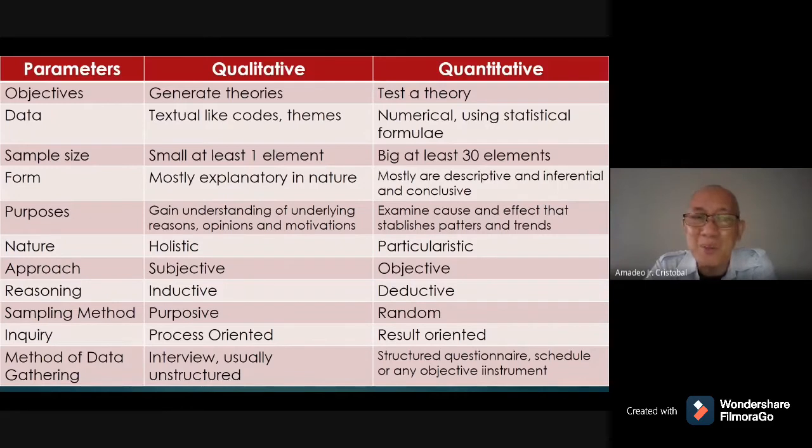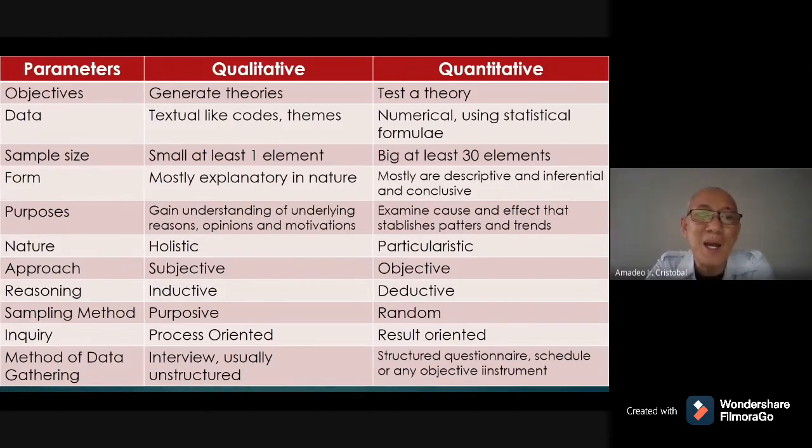Next, reasoning. Qualitative is more inductive. What is inductive? From the details, from everything that you will do, you are going to generalize and form a theory. While in a quantitative, you already have a theory, and then from the theory, you are going to analyze. We call it deductive. From a whole, you discuss one by one; we call it deductive. The opposite of it, from the parts, you combine them and do a generalization, and a theory will be formed. That is called inductive.